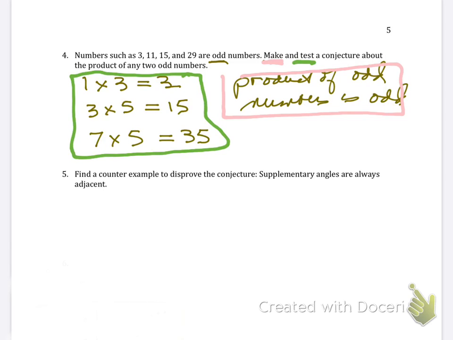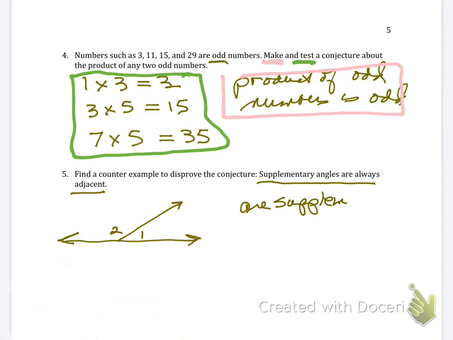Okay, and that's what we're going to hit upon in this next question. It says find a counterexample to disprove the conjecture. Okay, so here's our conjecture. Supplementary angles are always adjacent. So I think about that and I say, okay, let me just draw supplementary angles. Supplementary angles add to 180. Okay, angle 1 and angle 2. So they are supplementary. And they are adjacent. Okay, so that's the conjecture that would have been made.